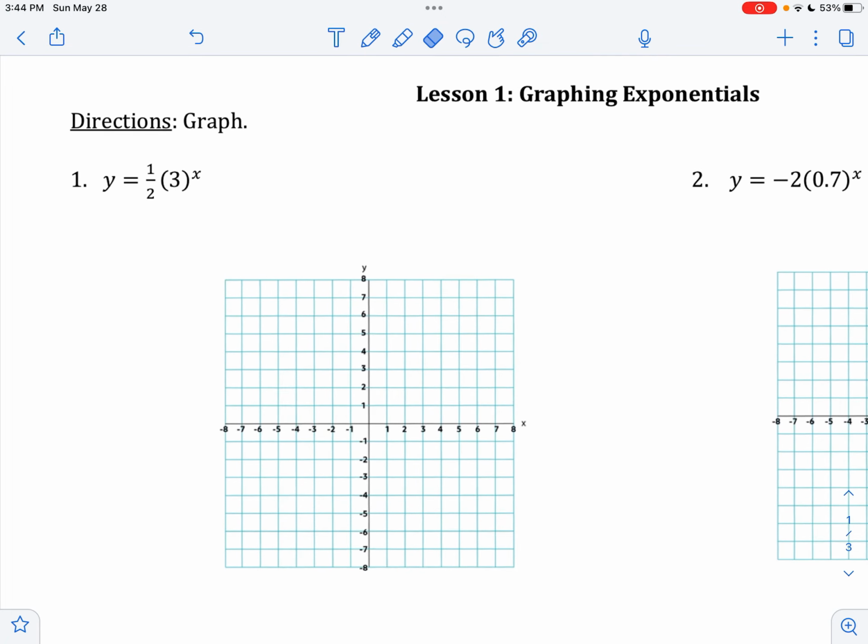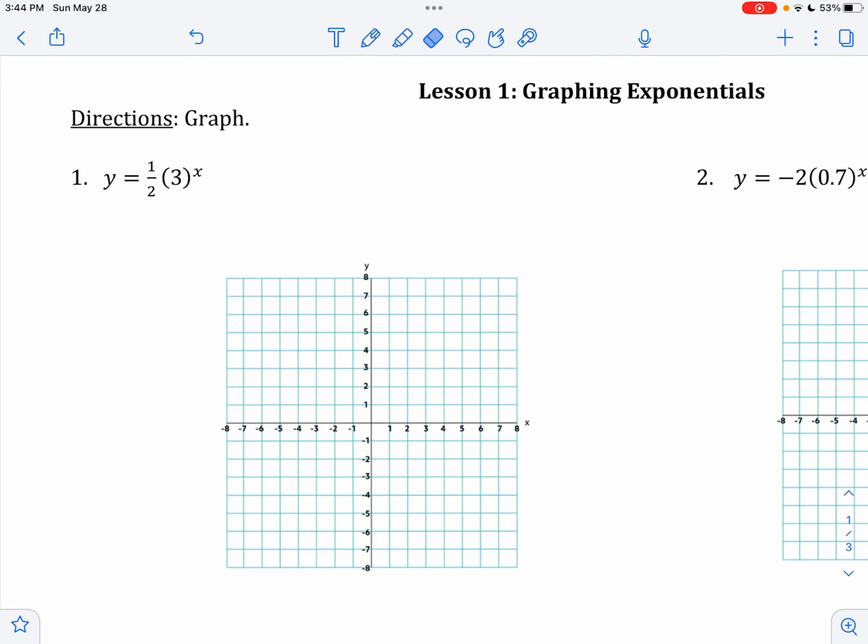So we're going to start with number 1. This is from lesson 1, okay? And we're going to start with graphing. With graphing, remember we use the XY table, and we're going to start with the same numbers every time. You don't have to use these 5 numbers, but I would highly recommend using these 5 numbers.